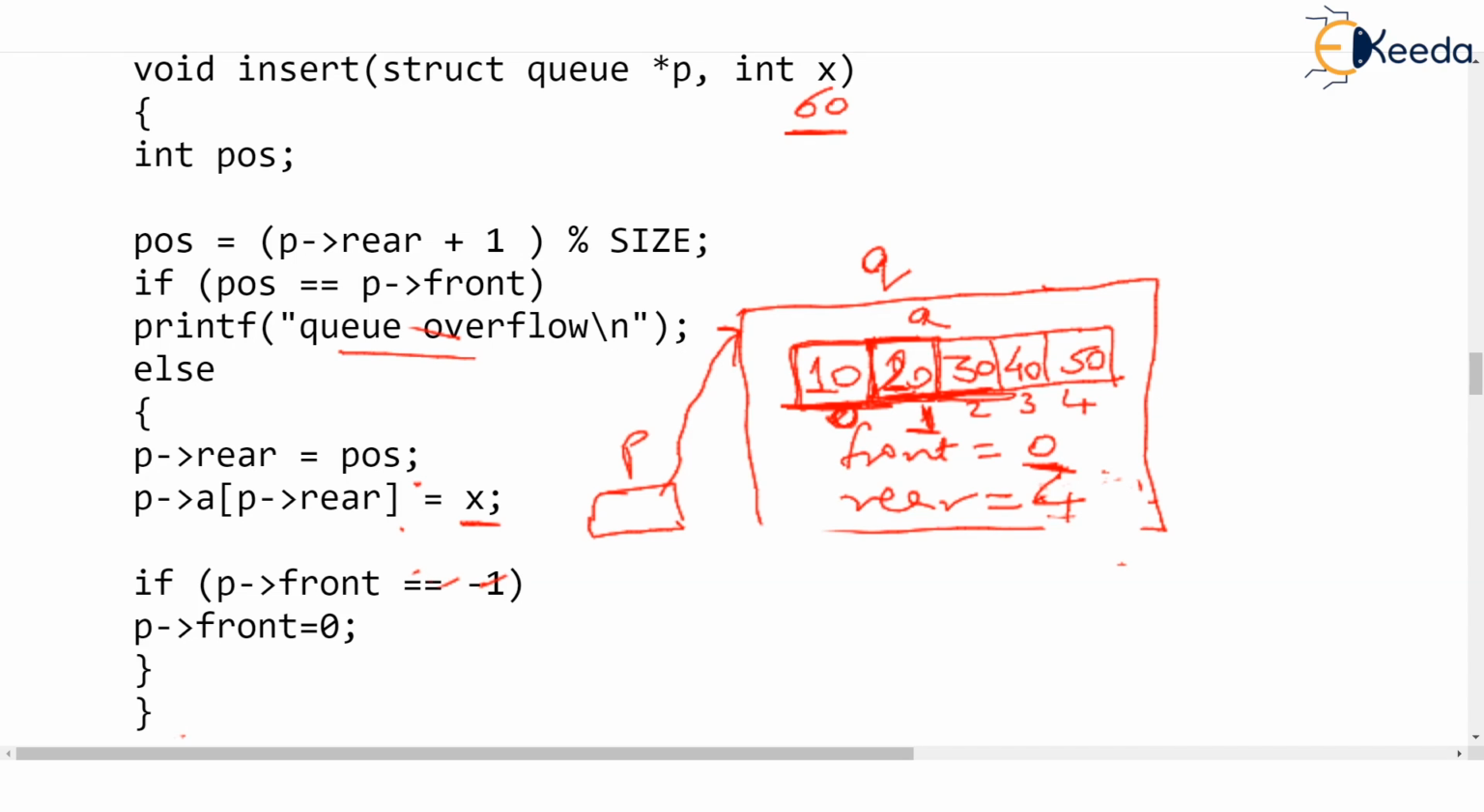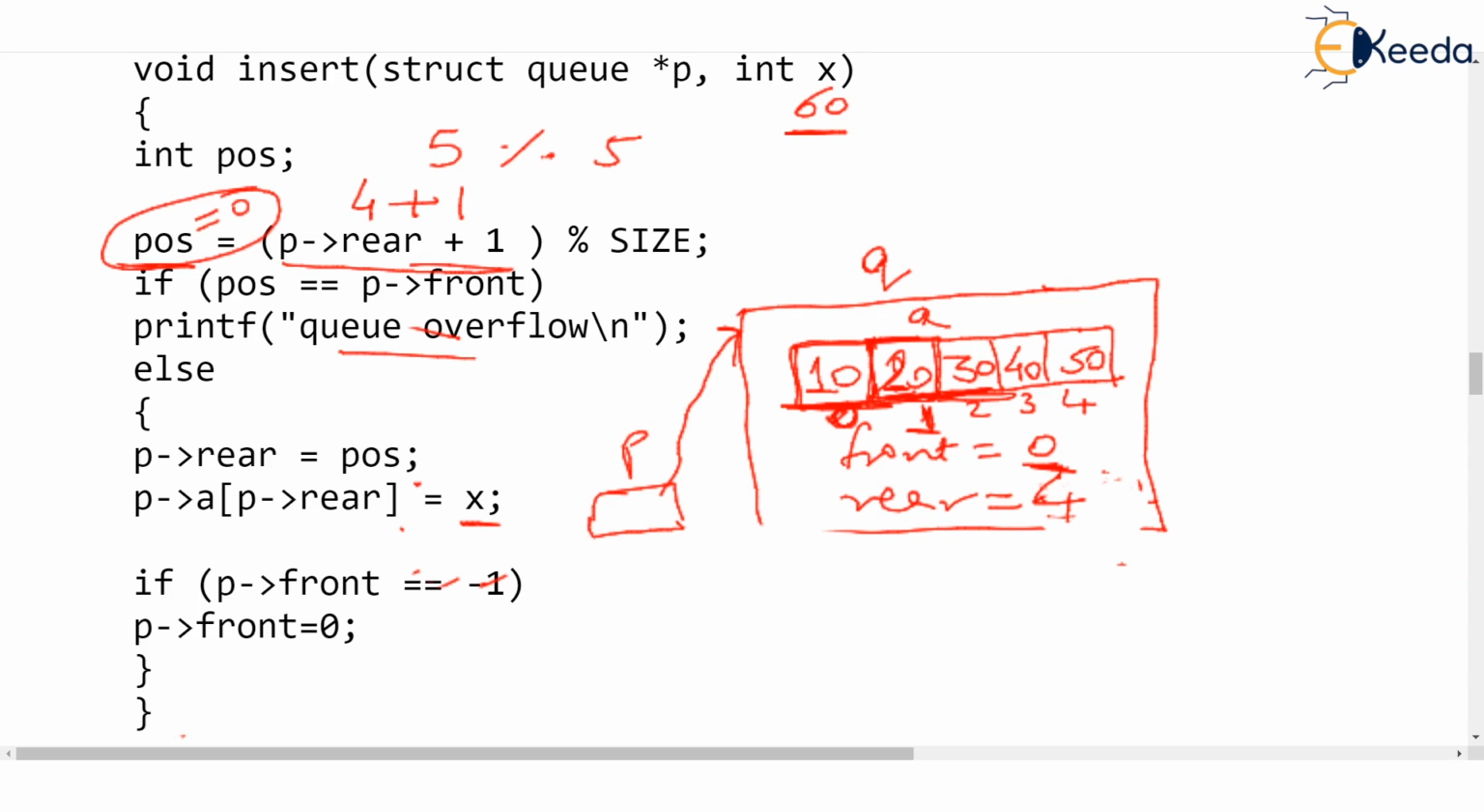So what it does, you see, this position calculated now will be p arrow rear plus 1, where p arrow rear is 4. Check the box. Rear is 4 over there. 4 plus 1, that's 5. 5 % 5, size is 5. 5 % 5 is 0. So position of insertion is 0.